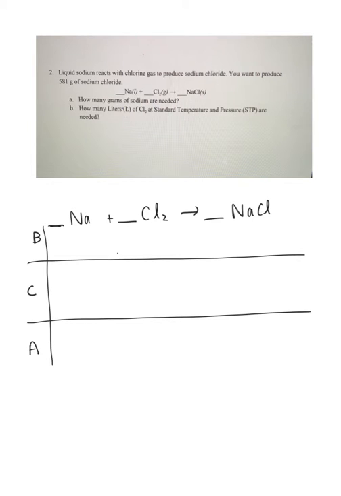Hey guys, I had a request to do a backwards problem, one where I tell you how much product I want to make, and then you're responsible for figuring out how much we should start with. In this problem, sorry, getting my BCA table ready to roll. We have sodium reacting with chlorine to produce sodium chloride, and I want to produce 581 grams of sodium chloride.